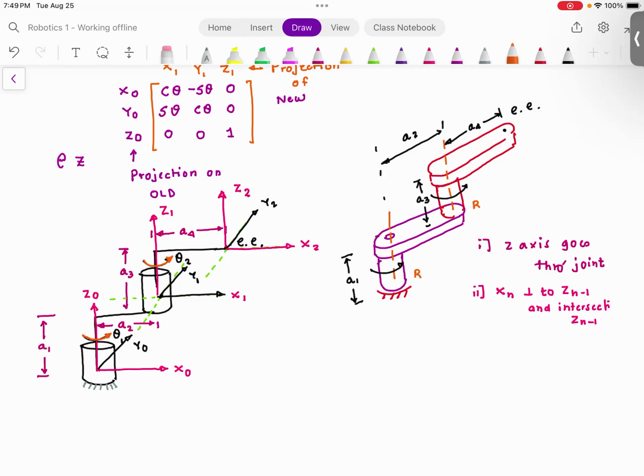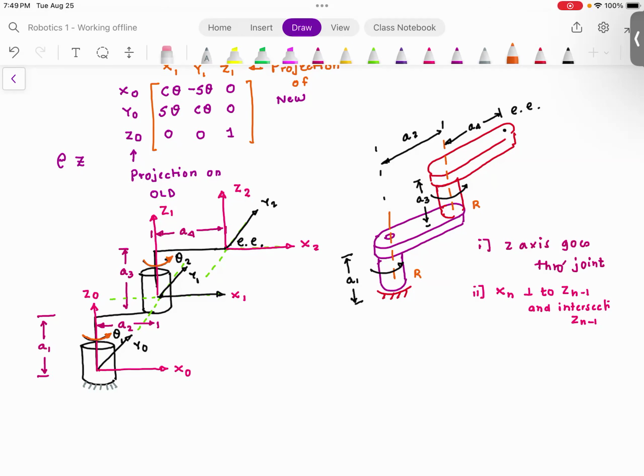Have you noticed one important thing? That the rotation is about the z-axis, which means the rotation matrix that we are going to use is the same rotation matrix that we derived a moment ago. Cosine theta, minus sine theta, sine theta, cosine theta. Everyone understood this?